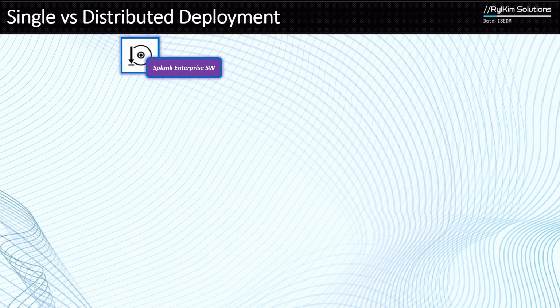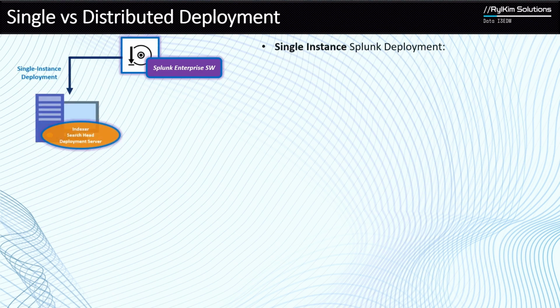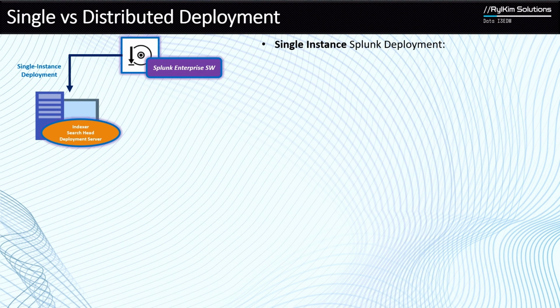Okay, let's just clarify the difference between single and distributed deployment, because this is terminology that you're going to see multiple times as you continue your Splunk journey. The first one we're going to see here is a single instance deployment. When we talk of a single instance deployment, we are saying that your Splunk components are on a single machine instance only. So you take your package that you have downloaded and then you install it on a single machine. That is what we call a single instance deployment.